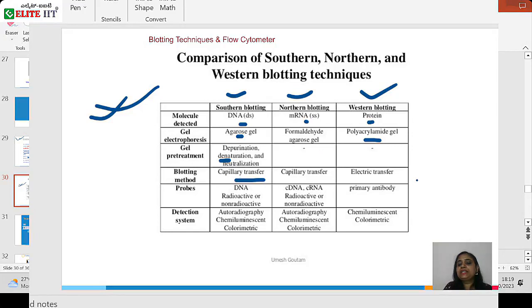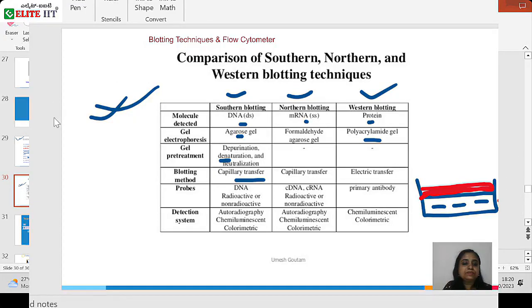I told you, capillary transfer means in a container, first of all you have to put buffer. So buffer should be there. Buffer is transferred to the gel through the capillary action. Now from the gel, up above the gel, what is present? From the gel, bands are transferred to which thing? To which place?